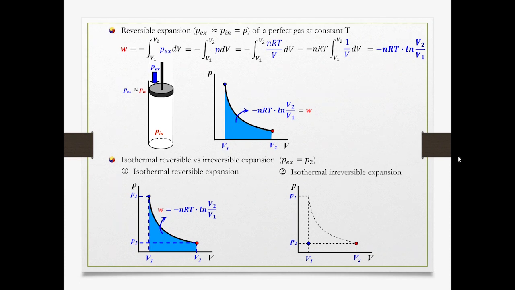Under this condition, the external pressure, which is the same with P2, is substantially smaller than P1. So, the expansion occurs all of a sudden. The work done in this irreversible condition is the area of the blue rectangle, which is equal to negative P2 times delta V. It is obvious that the area under the curve on the left is significantly greater than the area under the horizontal line on the right. It implies that the work done in a reversible condition is always greater than the work done in an irreversible condition.